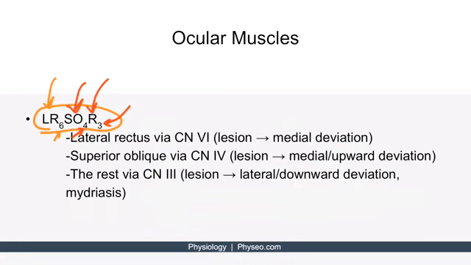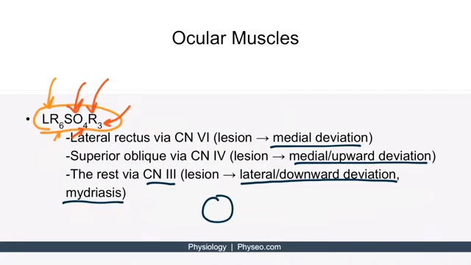But some quick things to remember is that if you damage the lateral rectus muscle, the lesion will lead to medial deviation of the eye. And if you damage the superior oblique muscle, the lesion will lead to medial upward deviation, which we discussed on the previous slide. And for the rest, cranial nerve 3, if you lesion that, then you'll get a lateral downward deviation plus mydriasis. So if, let's say, we damage the right side, then we'd get mydriasis, blown pupil, if you will, and then you would get a lateral downward deviation. The eye would look down that way. And that concludes this section.